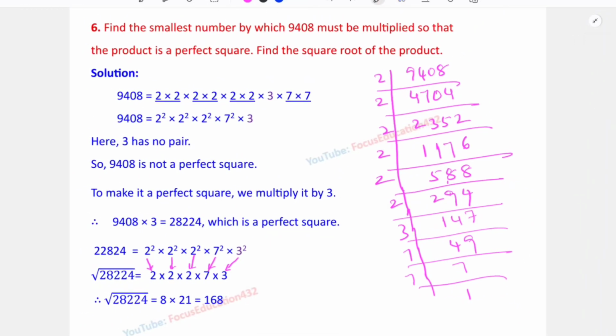So the number given to us is 9408. What must be multiplied? Because this is not a perfect square, we have seen that 3 is not in a pair. Make it a pair by multiplying by 3. So we get the new number 28224. So what is the root of this one? From the pairs take 1 each. That's all: 168. So the square root of 28224 is 168.